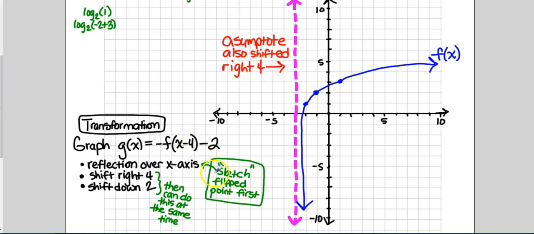So I know I said this first, but let's take care of the asymptote first. So shifting the asymptote right 4, that would go 1, 2, 3, 4. So that means my new asymptote is now at where? X equals 1. I'm going to see if I can change the color of this. If you have a different color highlighter, that would be cool.